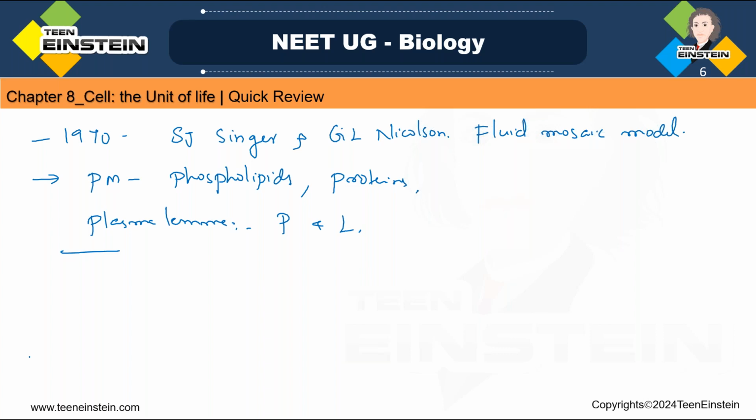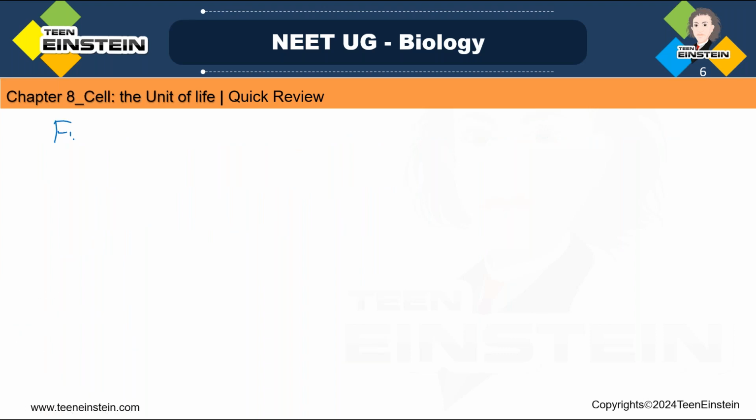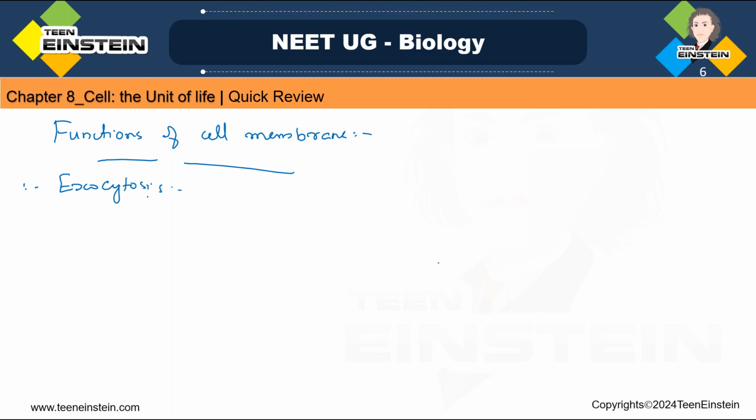Next, the function of cell membrane. We need to see the functions of cell membrane. See, the cell membrane is performing several important functions like exocytosis, endocytosis, phagocytosis, passive transport, active transport. So all these. Exocytosis. Let's see what is this exocytosis.